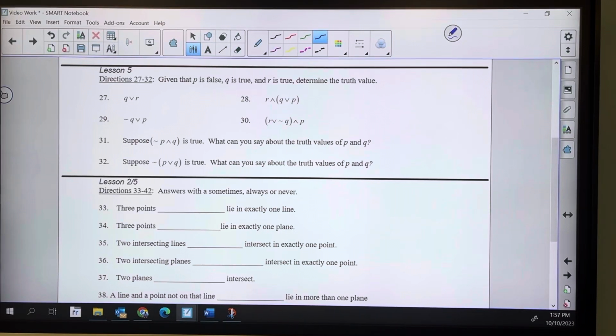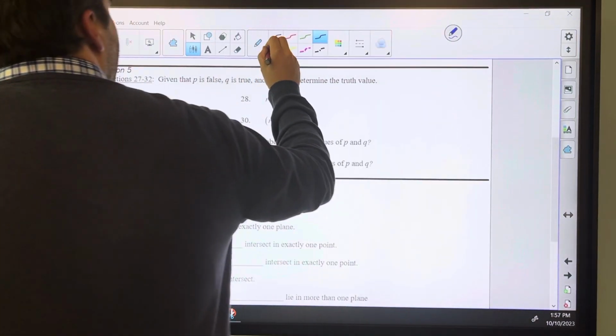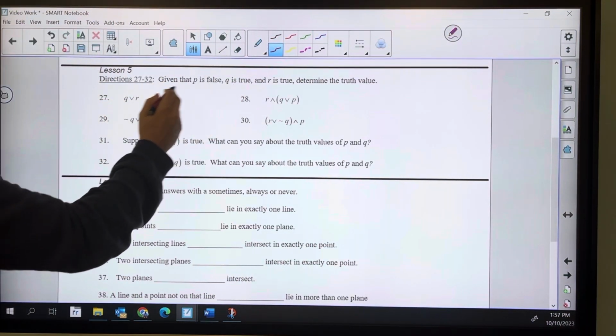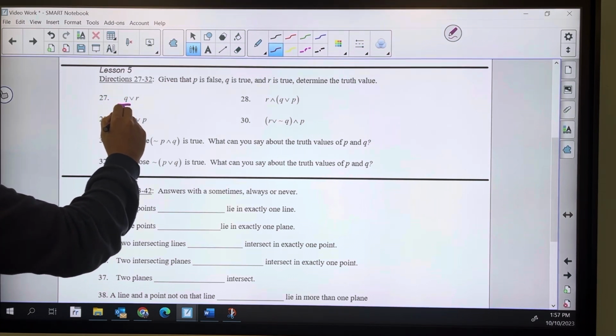All right, looking at conjunctions and disjunctions. These can drive some people a little batty, but yeah, I tend to like them. So we've got Q or R. So Q we know to be true, so I'm just gonna write T.